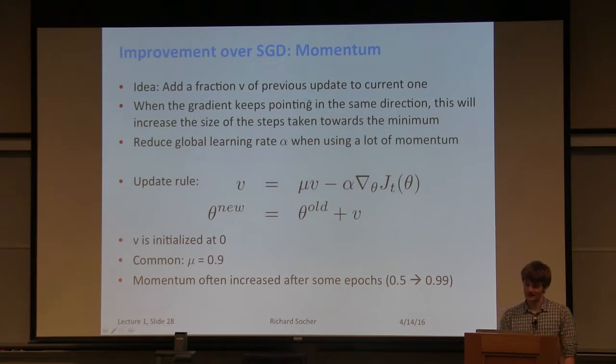So basically, when your gradient keeps pointing in the same direction from one mini batch to the next mini batch, or from one window to the next window, this will essentially increase the size of the steps taken towards the minimum. And another way you can look at it is that, because you keep adding something to your updates, you also want to reduce your global learning rate that we have in general.